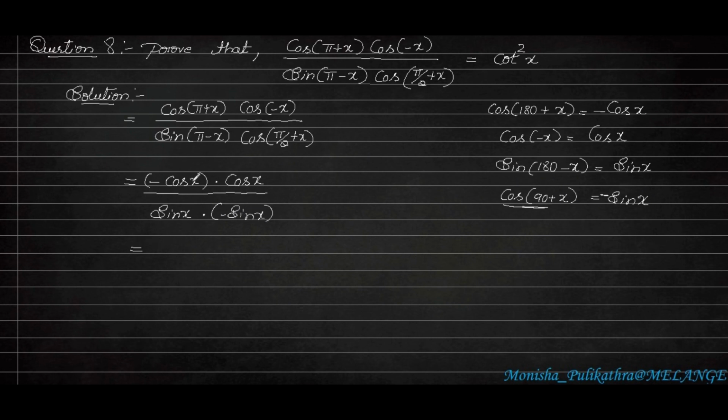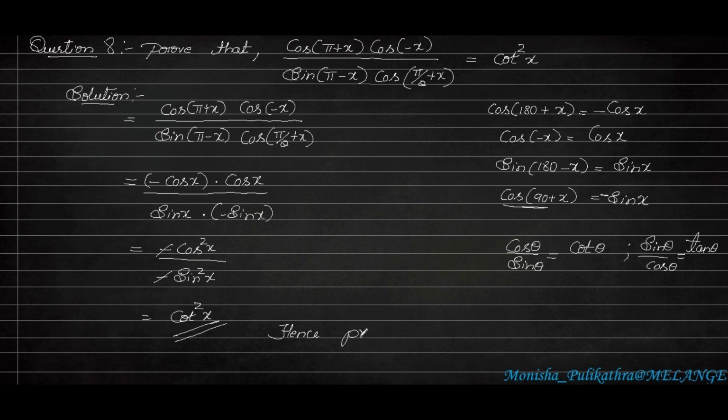Okay. Next we need to multiply. Minus cos x into cos x is minus cos square x, divided by sin x into minus sin x, which is minus sin square x. Here minus minus gets cancelled. We know that by trigonometric identity, cos theta by sin theta is equal to cot theta. In the same way, sin theta by cos theta is equal to tan theta. So here cos theta by sin theta is there, so it is cos square by sin square. It will become cot square x. So that is the thing we need to prove here. Then write down hence proved. Hence proved. I hope you understood this.